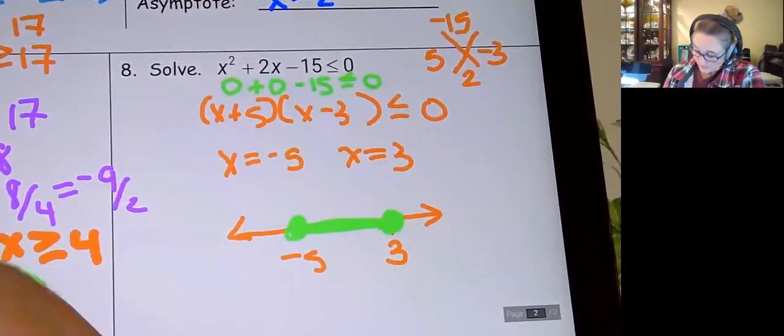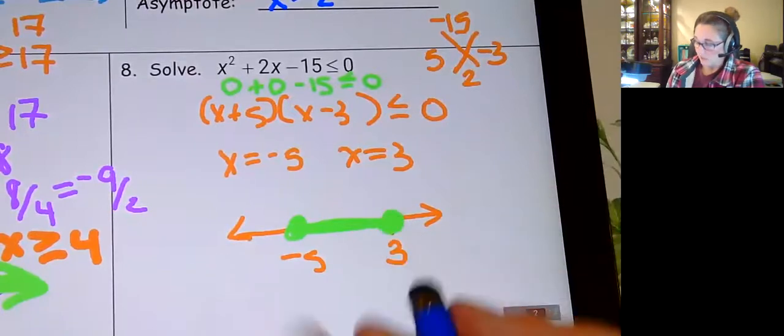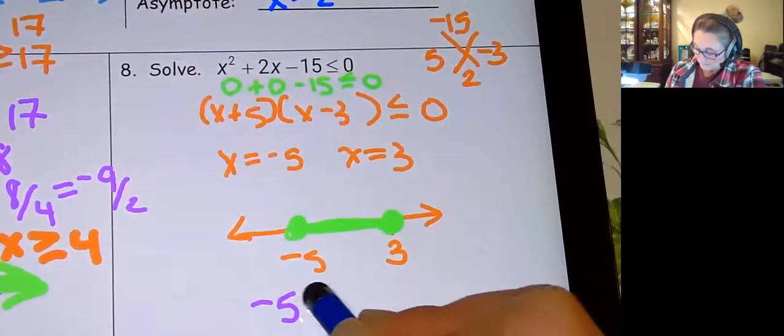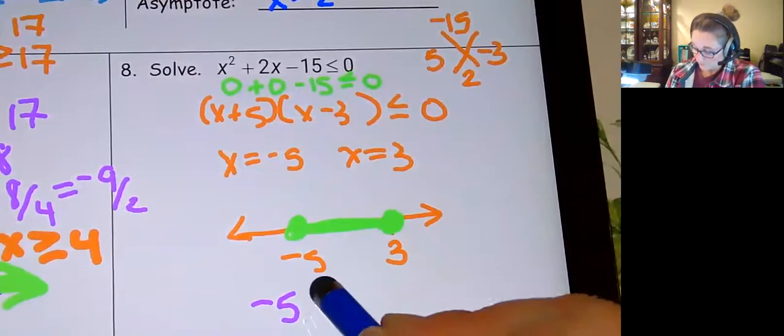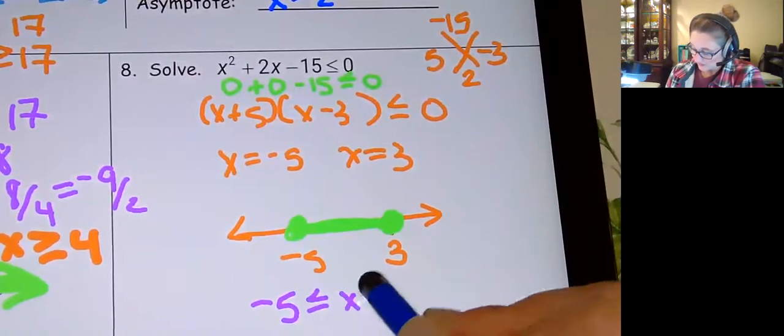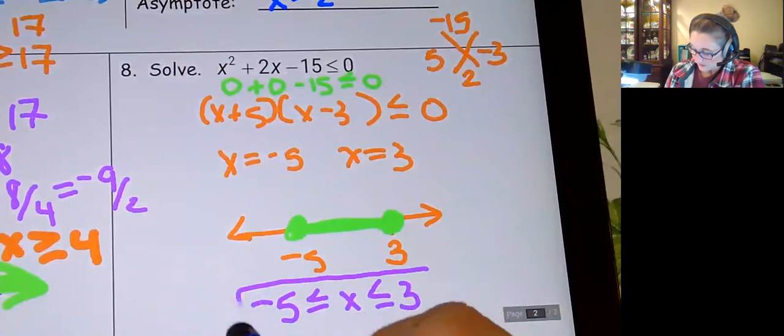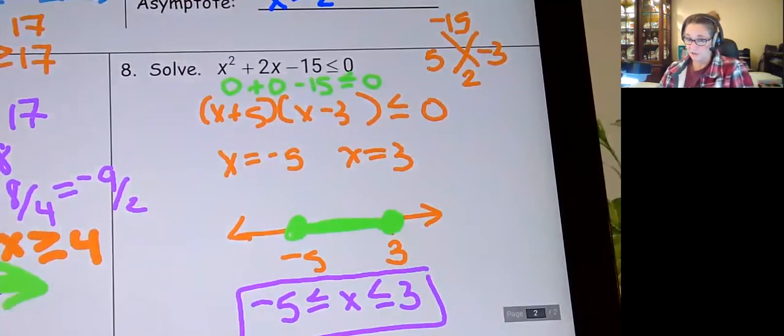Now for my answer, when it's these in-between ones, you want to start with your smaller. And it's always going to be less thans if I start with my smaller, and they should both point the same direction. Less than or equal to x, less than or equal to 3. If you're giving me these pointing in opposite directions, that's not right.